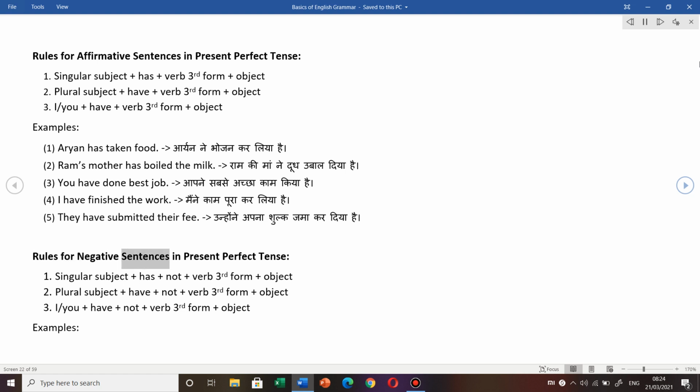Rules for negative sentences in present perfect tense. Singular subject plus has plus not plus verb third form plus object. Plural subject plus have plus not plus verb third form plus object. I, you plus have plus not plus verb third form plus object.